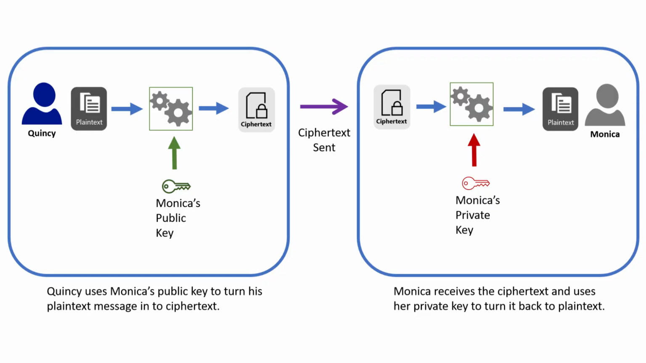When Monica wants to respond, she uses Quincy's public key to encrypt the message before sending it. Quincy then uses his private key to decrypt it.